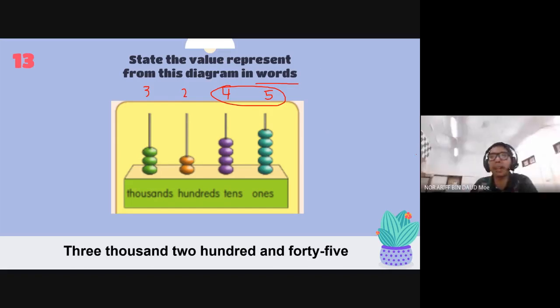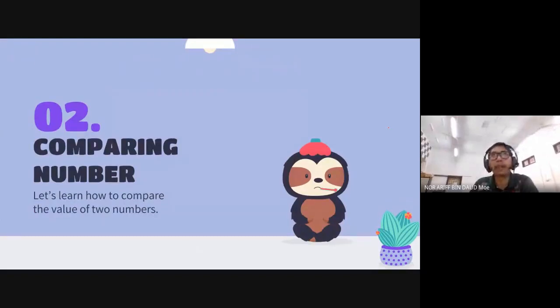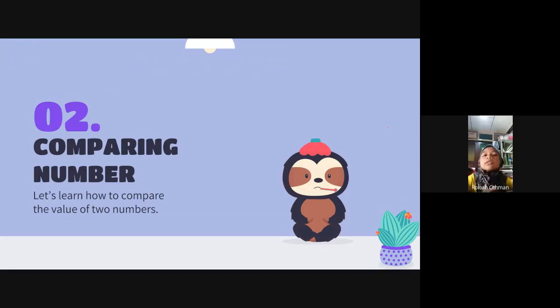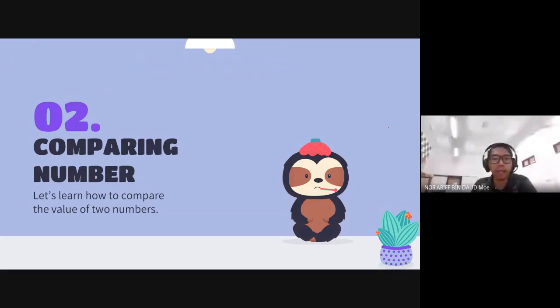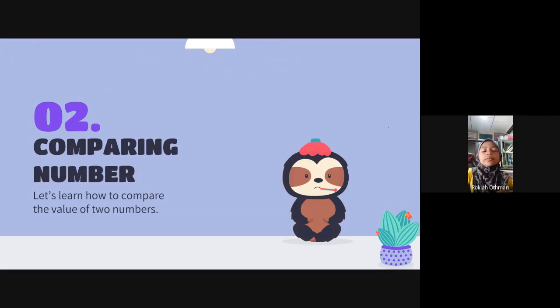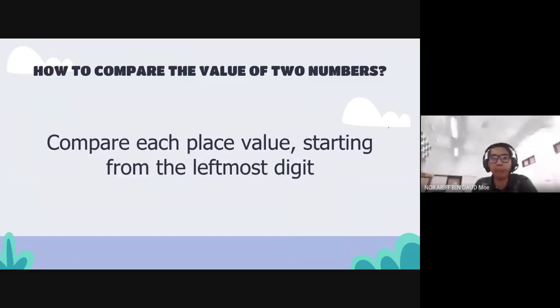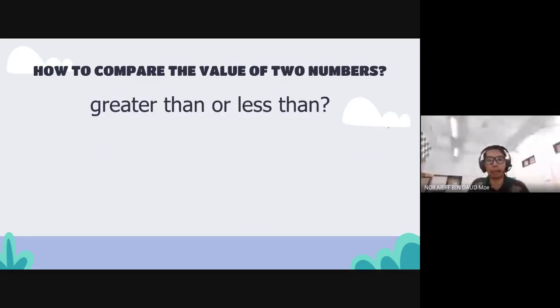Okay? Okay, for the next question, we learn about comparing number. How to compare the number of two number. Okay, compare each place value starting from the leftmost digit. Awak kena tengok digit yang paling kiri dahulu. Okay, tengok digit dekat sebelah kiri, belah left side dulu. Okay, greater than or less than and equal.